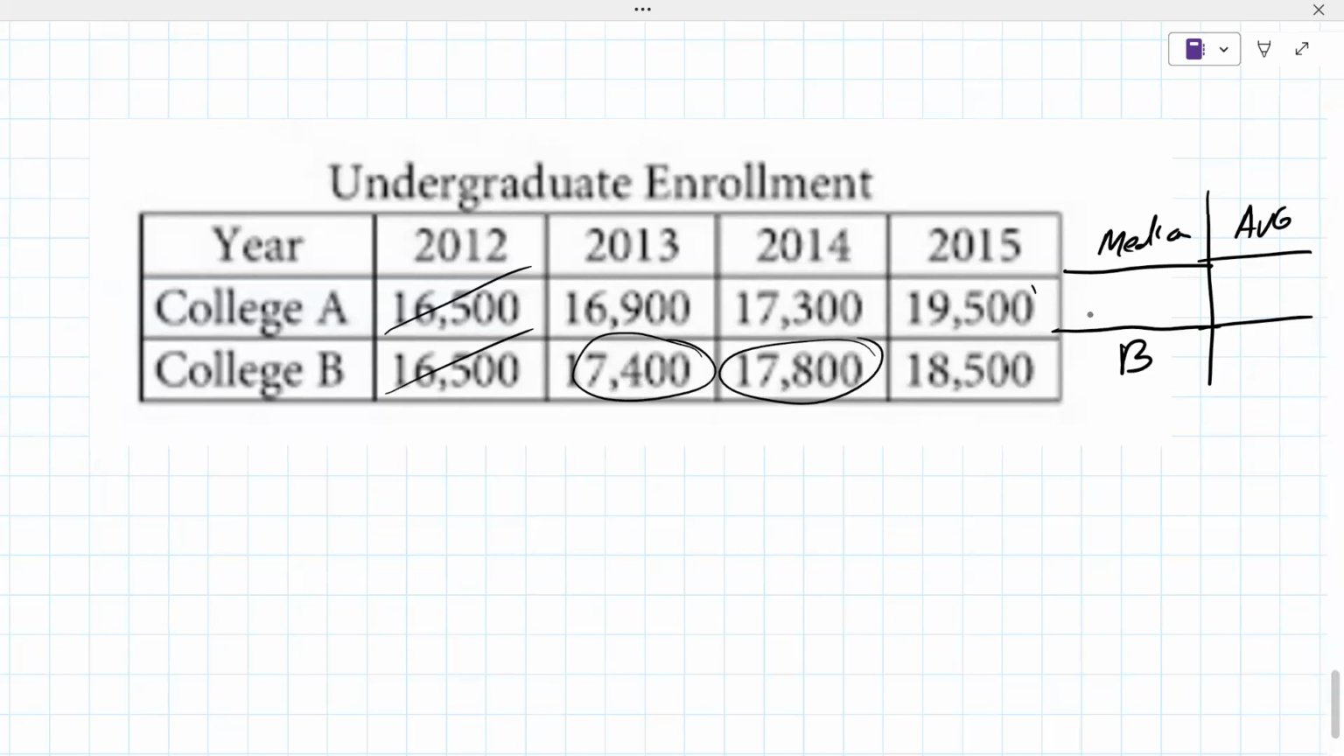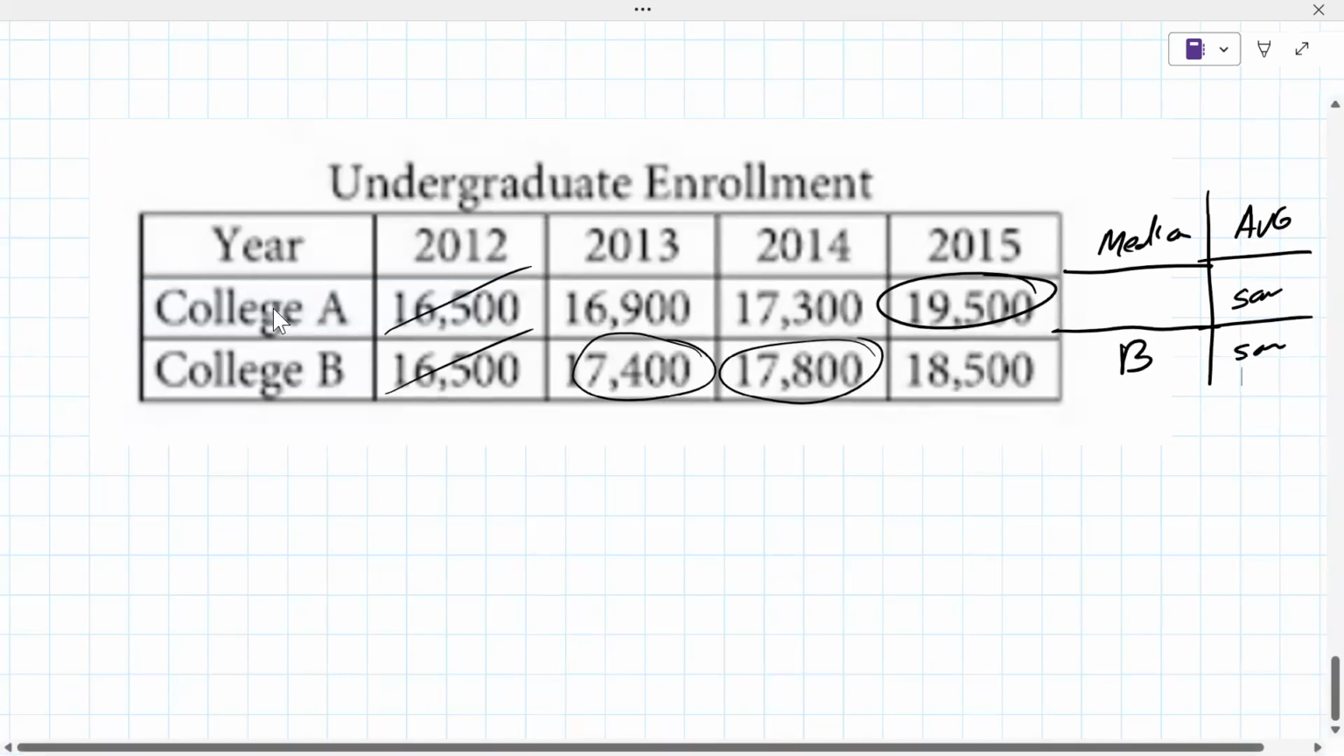You see that? So what I'm seeing here is that's 1,000 different. This is 500 different in 2014. This is 500 different. For the average, they're actually the same, which is possible.